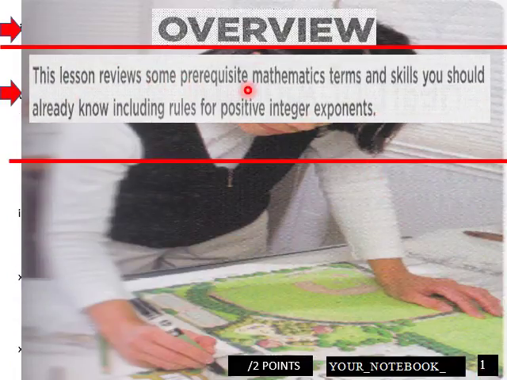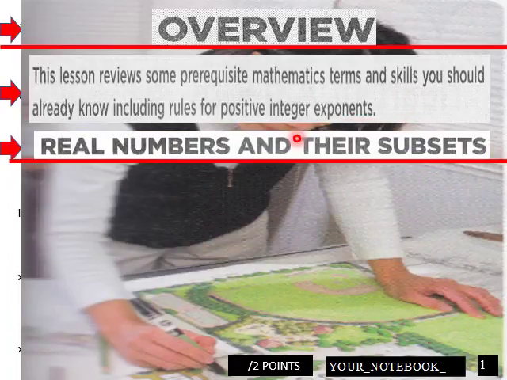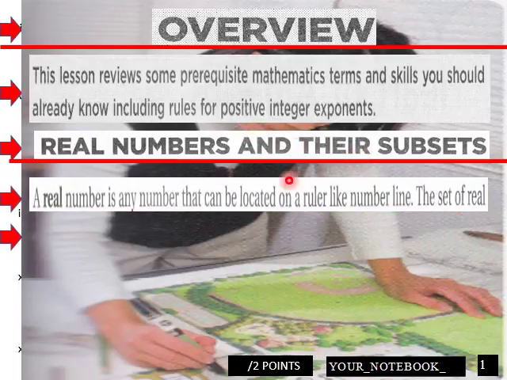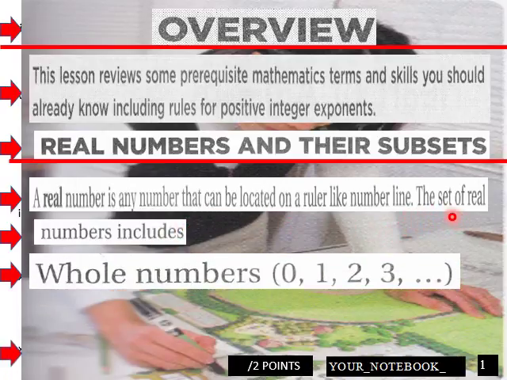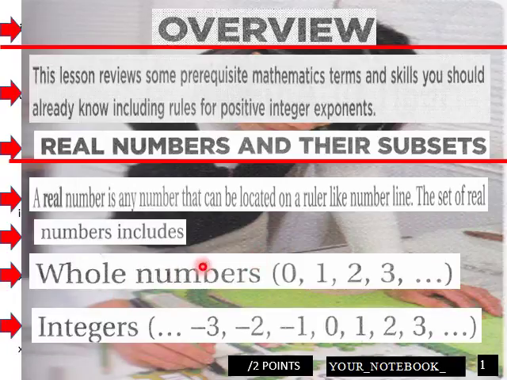overview, lesson review, some prereq math terms and skills you should already know, including rules for positive integer exponents, real numbers and their subsets here. A real number is any number that can be located on a ruler-like number line. The set of real numbers includes whole numbers and integers.